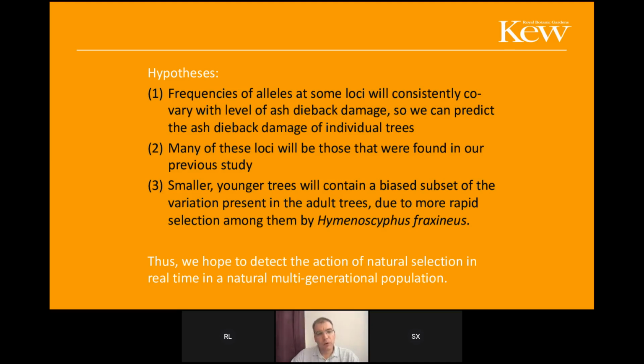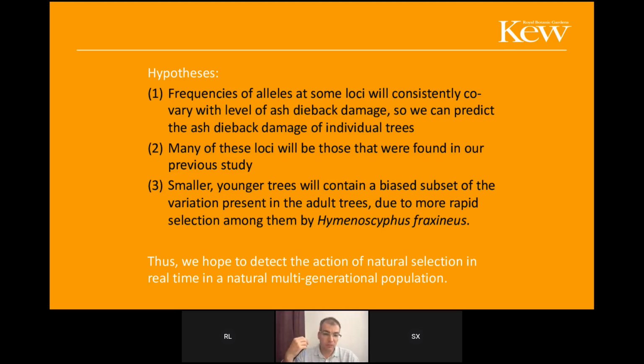We also wanted to look at whether there were differences in the allele frequencies between the smaller, younger trees compared to the older trees, because we reasoned that ash dieback has been in this wood probably since 2012. And we know that ash dieback more rapidly kills young trees than old trees. So we expected that anything that had grown since ash dieback arrived may have been selected at a very early age for resistance to ash dieback, with those ones that are susceptible being killed off. And so we would see in the younger generation an enrichment for those alleles associated with resistance to ash dieback.